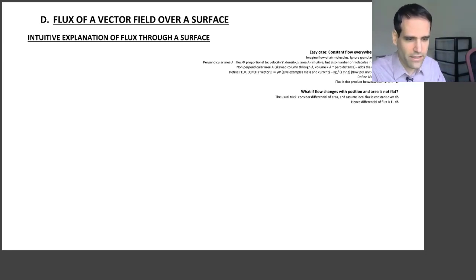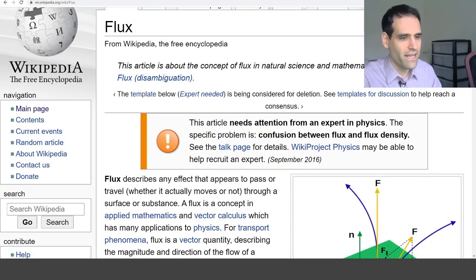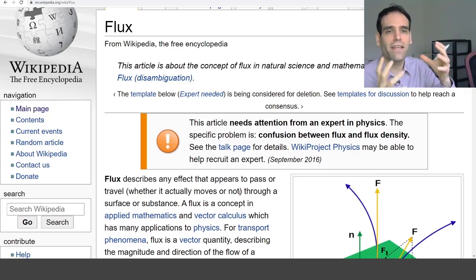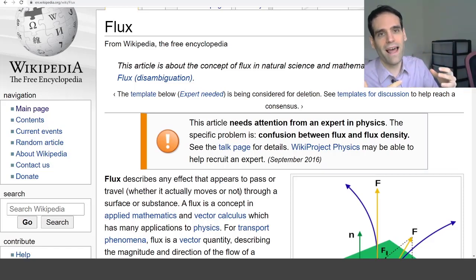So to start with, I thought I could open the flux article in Wikipedia, and this was an interesting experience. So first of all, how does Wikipedia describe the flux? Flux describes any effect that appears to pass or travel, whether it actually moves or not, through a surface or substance. A flux is a concept in applied mathematics and vector calculus, which has many applications to physics. Okay, so indeed, here they are saying exactly that any effect that appears to pass or travel through a surface, whether it actually moves or not. For example, the flux of the magnetic field is not anything moving through a surface, but the flux of air is moving, okay? So that's what it refers to.